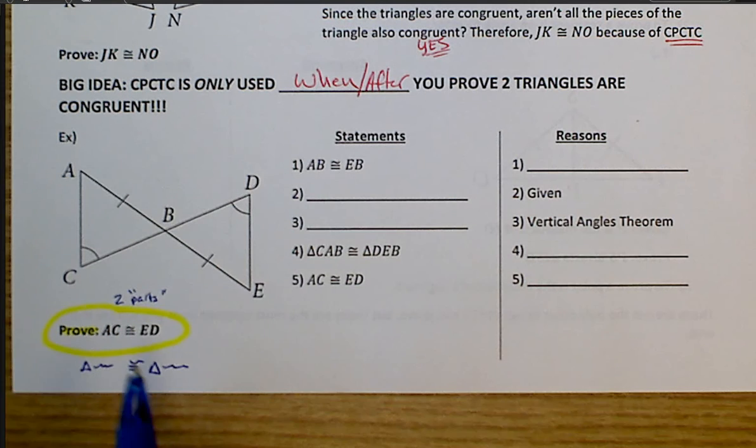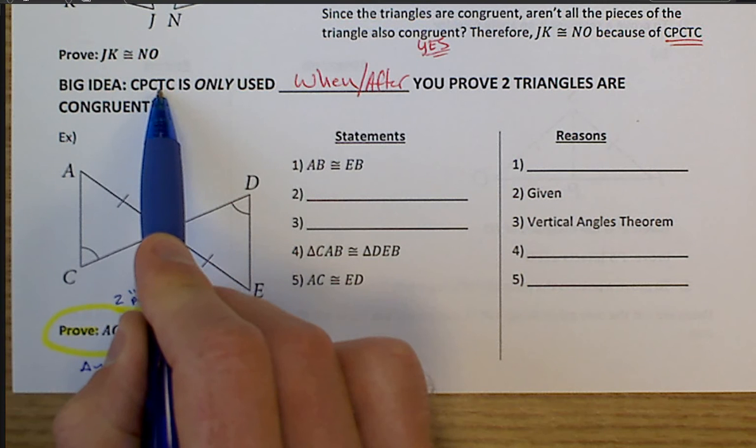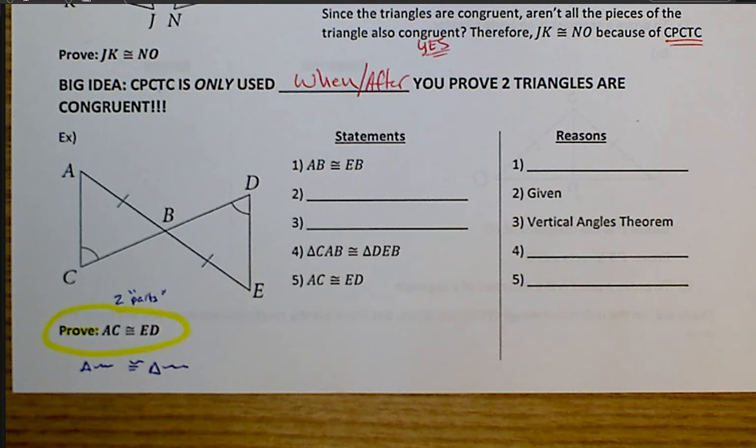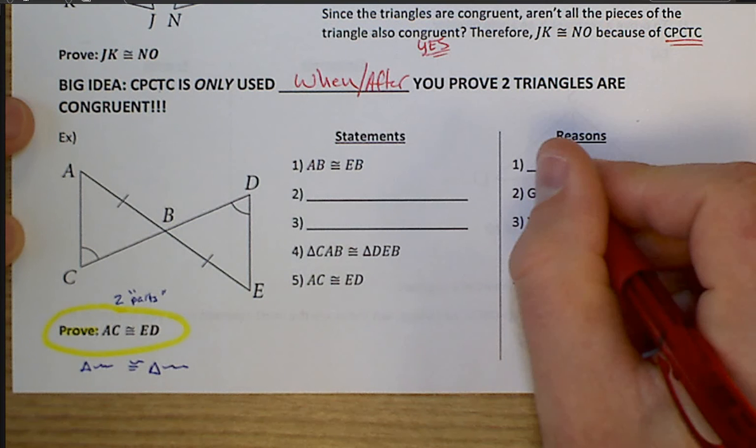Anytime you see 2 parts congruent, whether it's a side equaling a side or an angle equaling an angle, you know you're going to use CPCTC. It's a dead giveaway. Okay, so let's take a look at this proof right here. Let's see, statements. AB is congruent to EB. That's given to us with the markings.